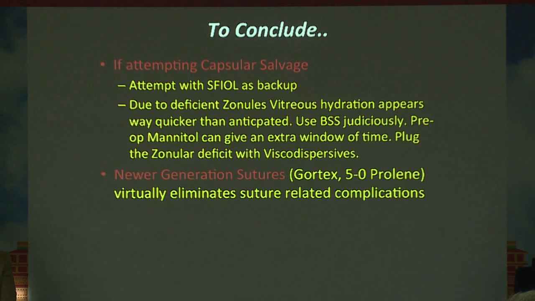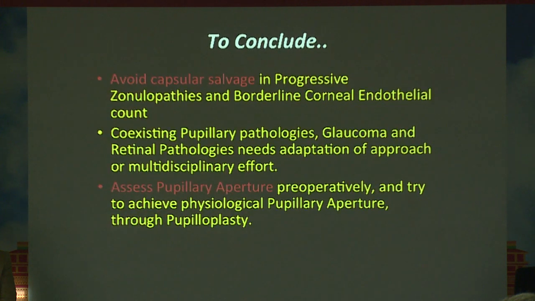To conclude, if attempting capsular salvage, attempt it with SFIOL as a backup. Due to deficient zonules, vitreous hydration appears way quicker than anticipated. Use BSS judiciously. Pre-op mannitol can give you an extra window of time. Plug the zonular deficit with viscodispersives. Newer generation sutures like Gore-Tex or Fiber-Pro-Leaves virtually eliminate suture-related complications.